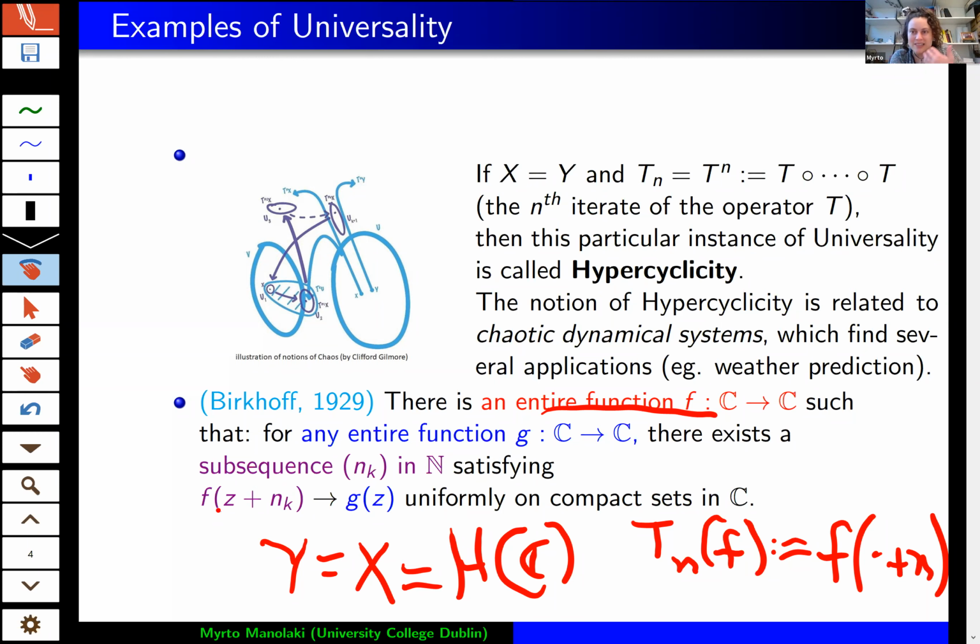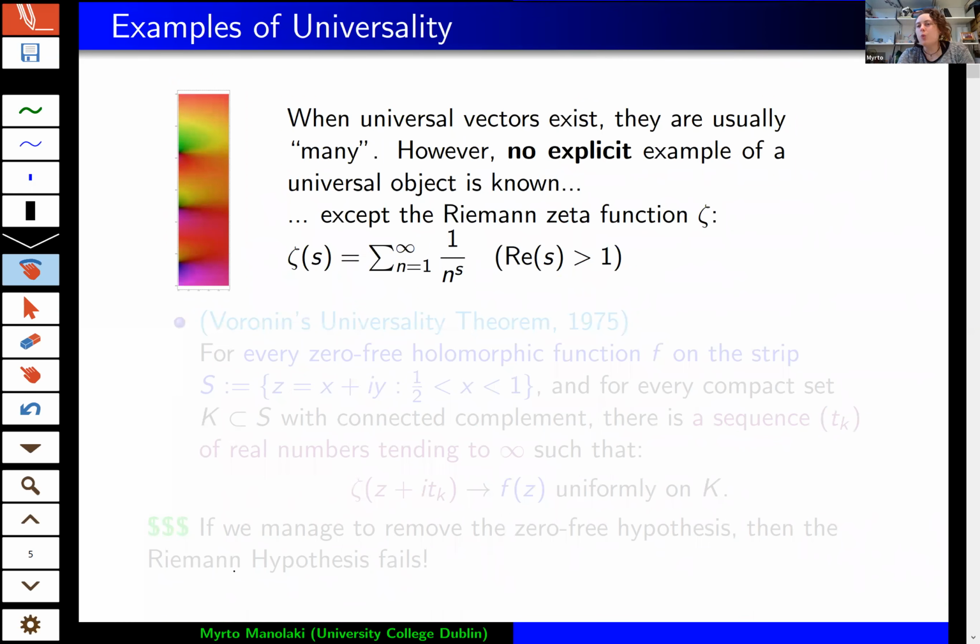So this concept is exactly what he proved: that there is a universal vector with respect to what I wrote before. There are many partial results. Later, MacLane proved an analogous result about the derivatives of entire functions. I'm not going to list them all, but I would like to point out something quite important: universal vectors not only exist, but when they exist, there are many.